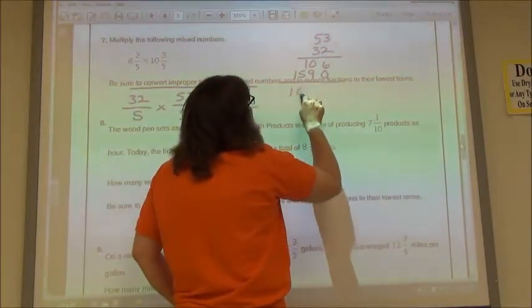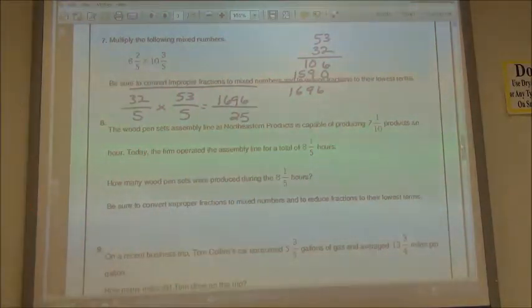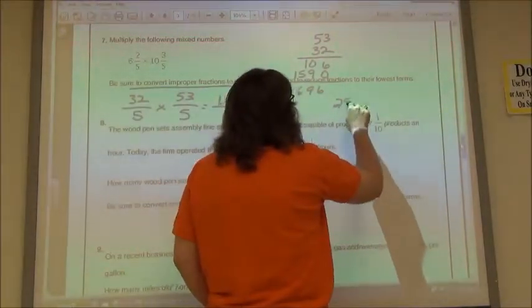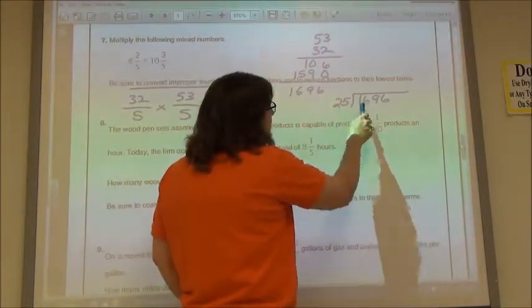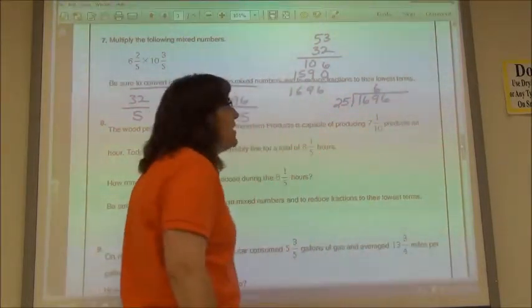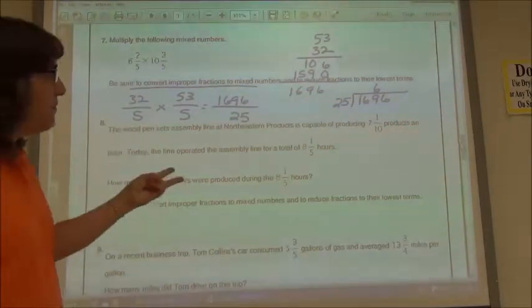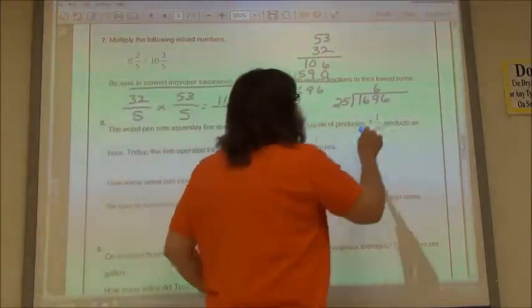So I get 1,696 over 25. Now I want to convert my improper fraction to a mixed number and put it in lowest terms. So I'm going to take 25 and divide it into 1,696. 25 doesn't go into 16. 25 goes into 169 6 times. I like to think of 25 like quarters. How many quarters would I have? Well, I'd have 25, 50, 75, 100, 125, 150, 6 times.